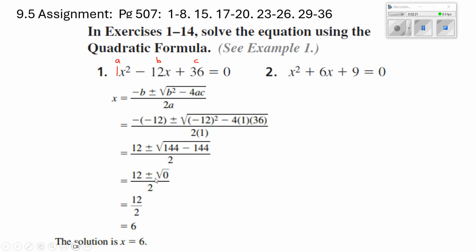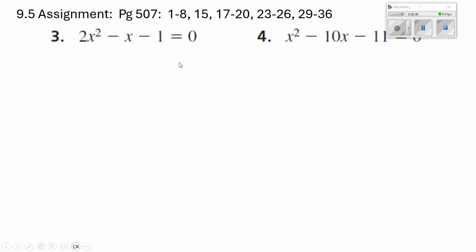So 12 plus or minus the square root of 0, over 2. Well, we know the square root of 0 is 0. So that tells us it's simply going to be 12 over 2. And 12 divided by 2 is 6. This has one solution, x is 6. All right, let's go on to the next one. We have number 2 to do.